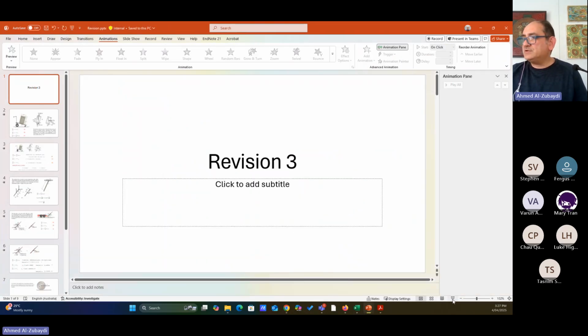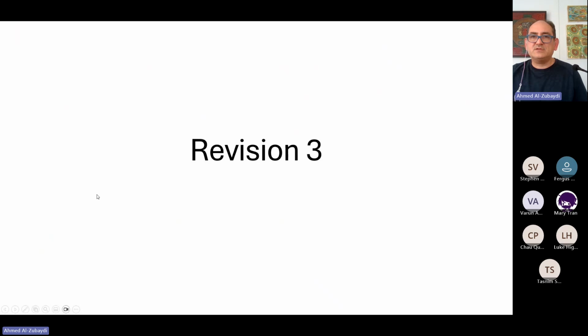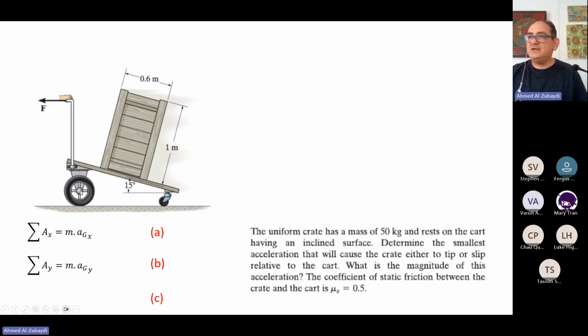So now let's go to the revision session, and the first question is going to be about a trolley pushing a carrot, and this carrot is actually inclined, so it will try to slip, but we don't know actually if it's slipping or not. So we have the uniform crate. It has a mass of 50 kilogram, and rests on the cart having the inclined surface. They ask for the smallest acceleration that will cause the crate either to tip or slip relative to the cart. What is the magnitude of this acceleration?